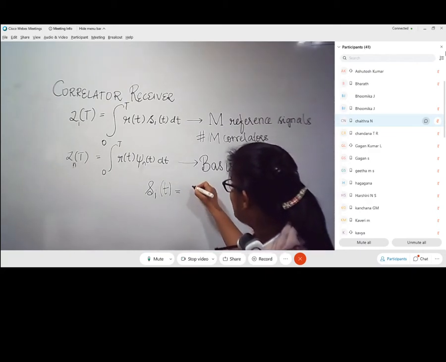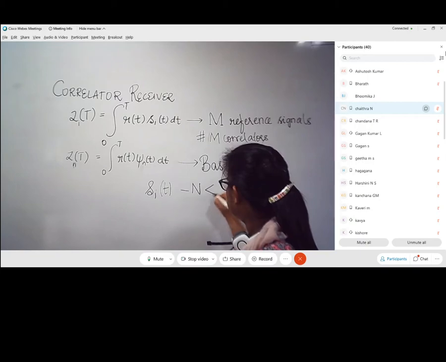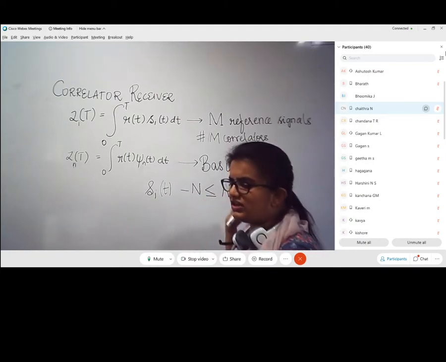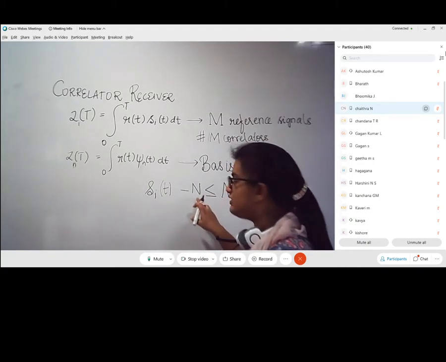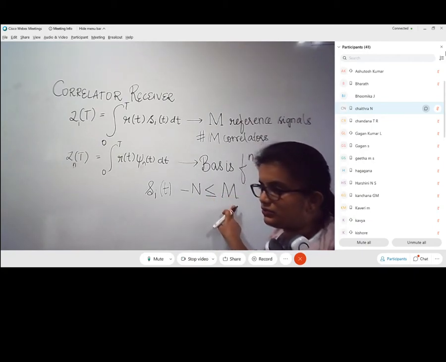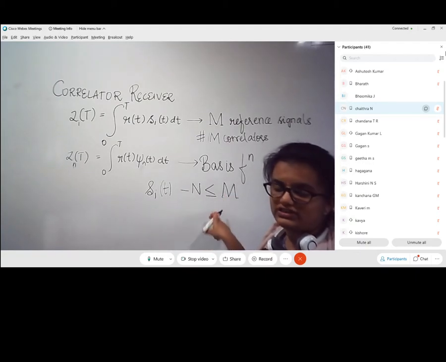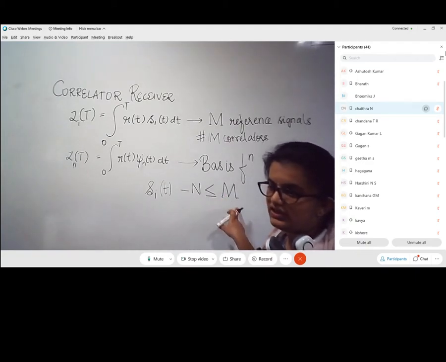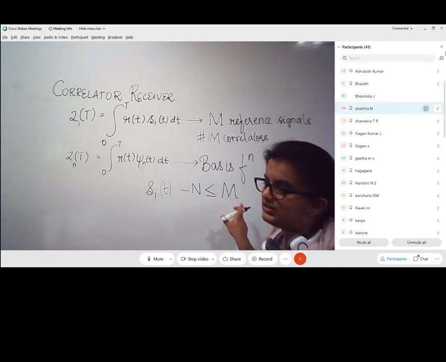Effectively, I can reduce the number of correlators to just N, where N is a very small number, or N might be less than or sometimes equal to M. Only when M is equal to 2, N might be equal to 2. So it's a very rare case. Most of the time, N will be far lesser than M. If you go with a higher modulation technique, N will always be lesser than M.